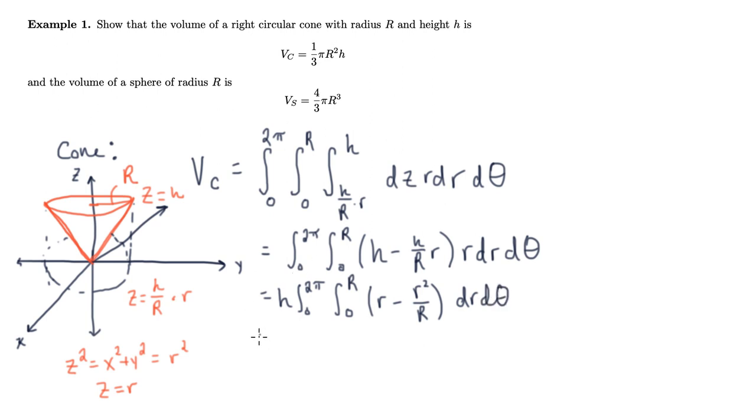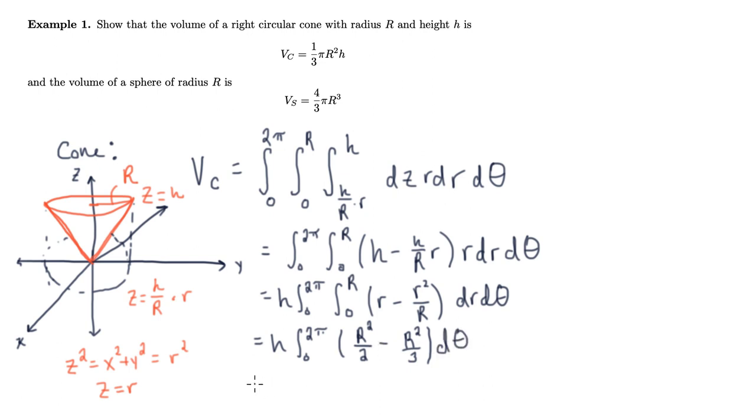Okay, and then we just keep finding antiderivatives. Find an antiderivative here. This is pretty easy. So I'm going to get little r squared over 2, and then I'm going to get r cubed over 3 over big R, but I'm just evaluating at big R, so I should just get R squared over 2 minus R squared over 3. Now notice I get capital R cubed over 3 divided by R, which is just capital R squared over 3.